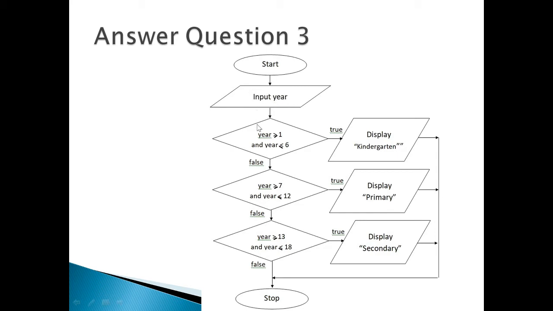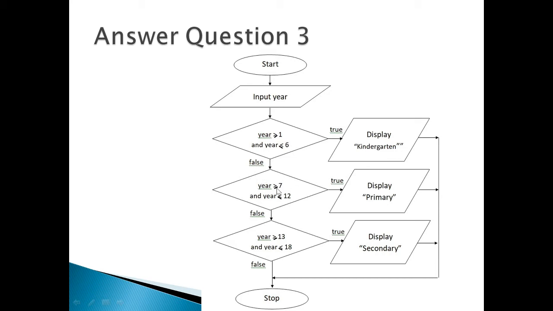Then I'm using 3 diamonds here because I don't want to fall into the trap. I use 3 diamonds with the conditions stated exactly the same as in the table given. For year greater than or equal to 1 and year less than or equal to 6, when it's true, it displays kindergarten. And when it's false, go to the next diamond.